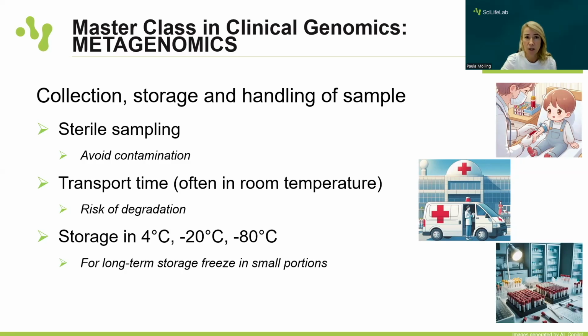And for the storage of your sample, for short-term storage, you may store it at 4 degrees. And for a whole blood sample, for example, it's not recommended to store it for longer than 3 days. And if you're aiming for bacterial pathogens, you can store it for long-term storage down to minus 20 degrees. But for the RNA, you may use even lower temperatures, like minus 80 degrees. And for longer term storage, it's also recommended to freeze it in smaller portions to avoid cycles of freeze-thawing.